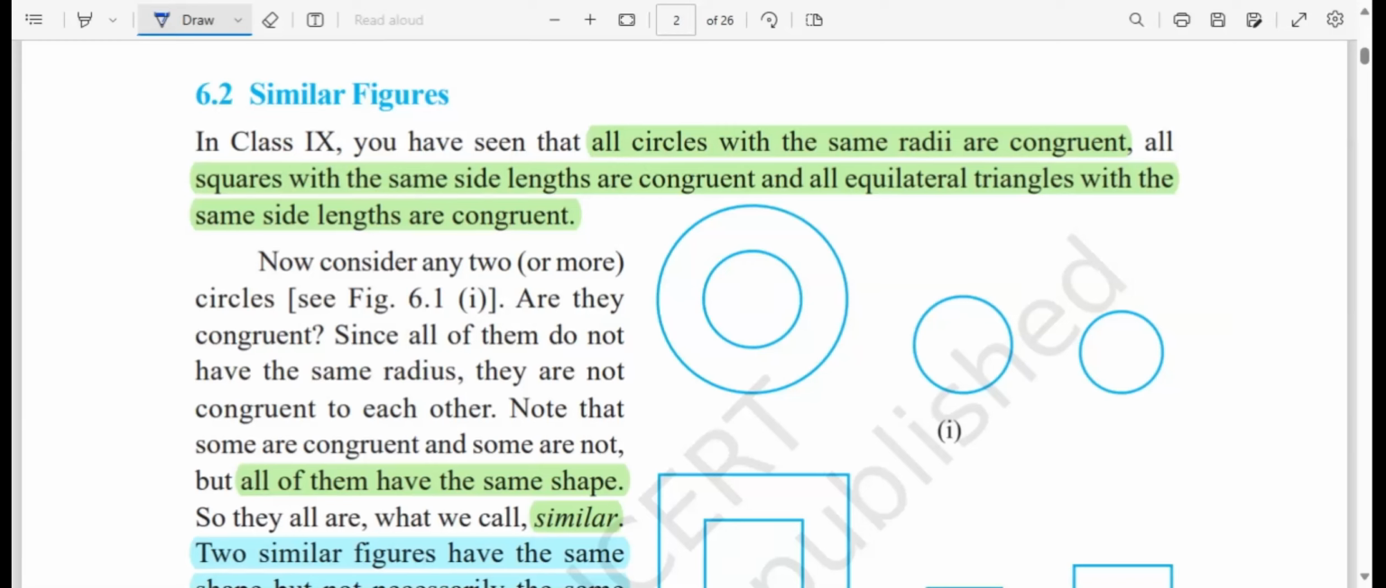Hi, welcome to the second video on Unit 6 triangles. In this video we will discuss similar figures.